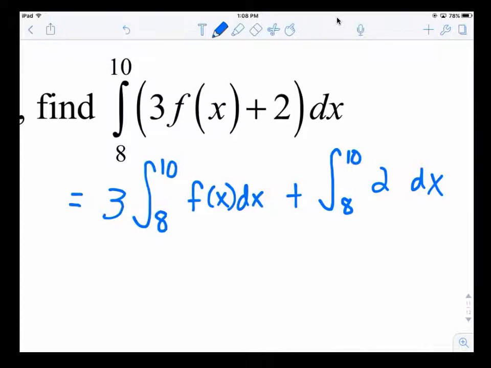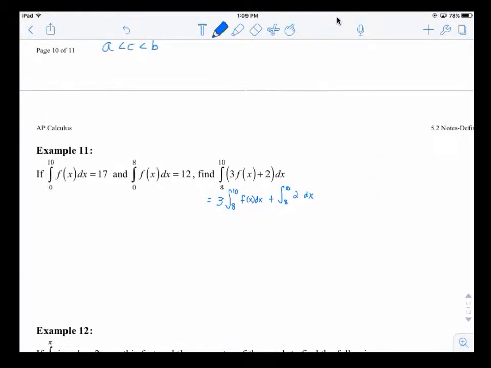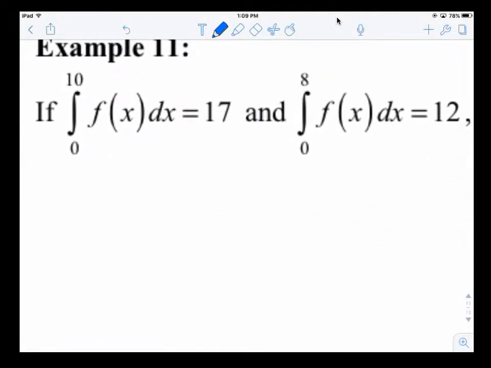We go with that? Okay, now, do they give us what the integral is of just 8 to 10 of f of x? No, right? They give us 0 to 10 and then 0 to 8. So we have to now figure out a way that I can put the two of those together so that I can come up with 0 to 8.